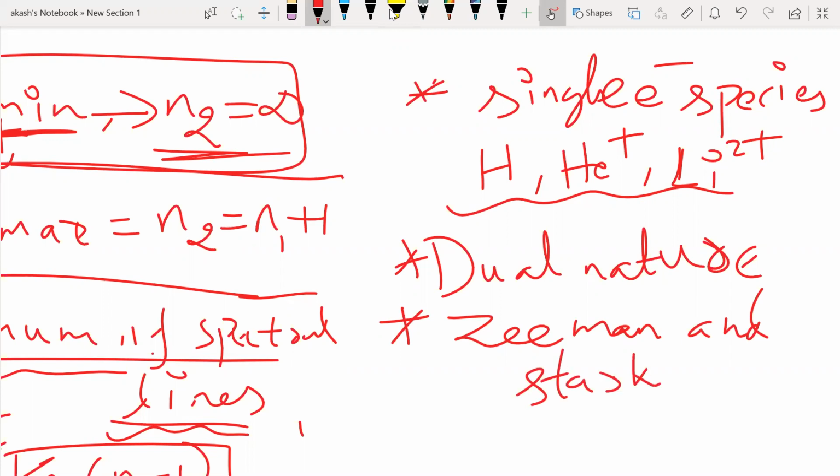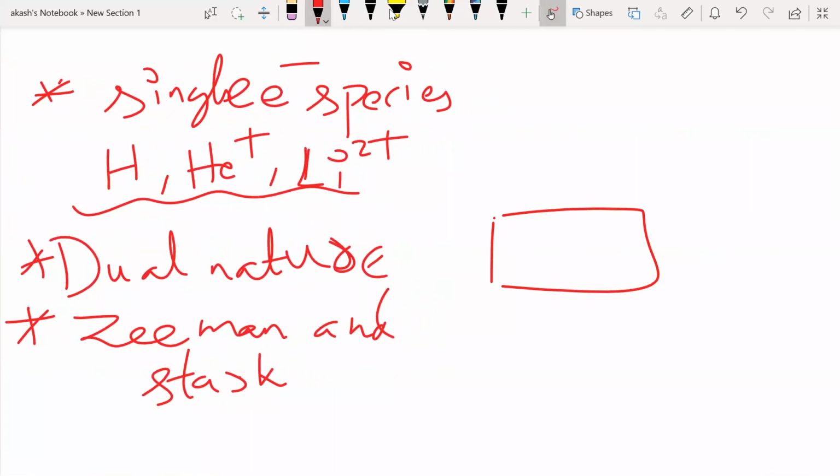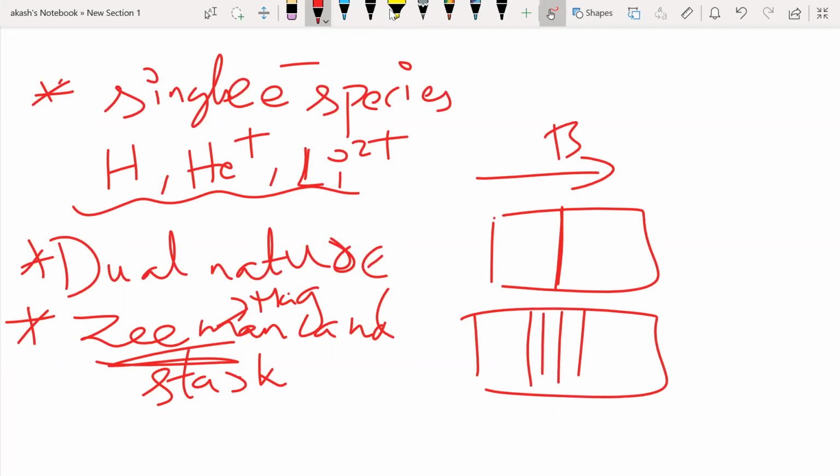Next is about the Zeeman effect and Stark effect. If I record a spectrum, and this is the line which I'm going to get, what the Zeeman effect says is that it is the splitting of the spectral lines in the presence of a magnetic field. When I apply a magnetic field, these spectral lines are going to split into so many parts. If this splitting happens because of a magnetic field, it's called the Zeeman effect, and if it happens because of an electric field, it's called the Stark effect.